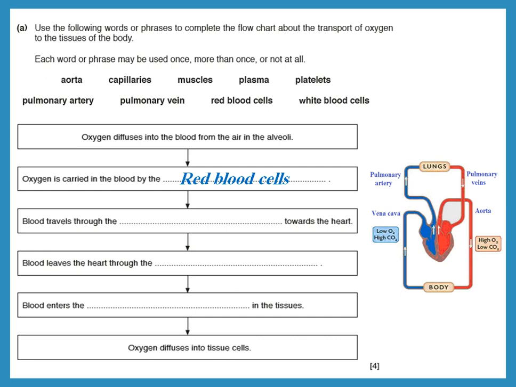Now, blood travels after that through the what to the heart? So from the lungs to the heart, it is going through the pulmonary vein. Blood leaves the heart through the what after that? Remember that after that, the blood goes out of the heart through the aorta, and then blood enters the capillaries that surround the tissues, and this is where oxygen diffuses into the tissue cells.